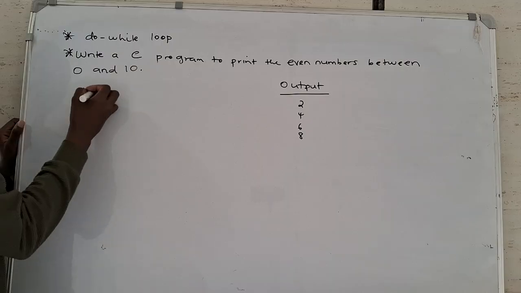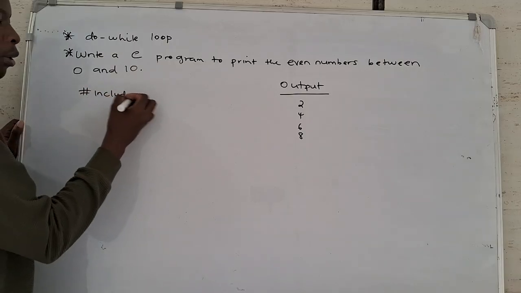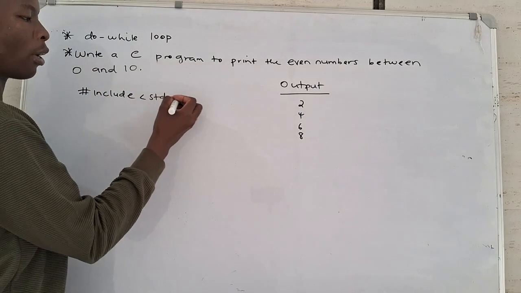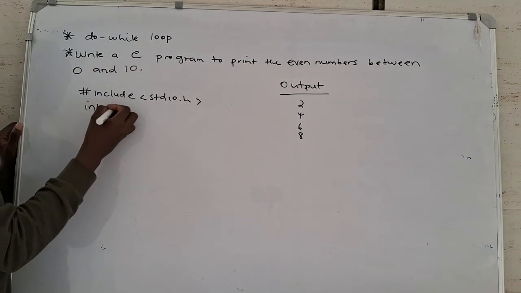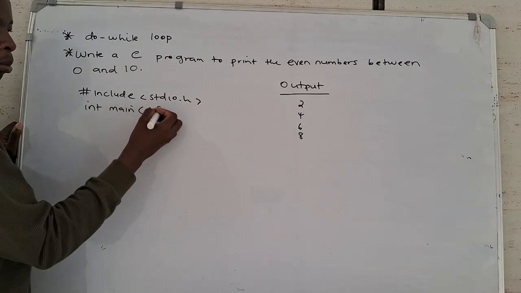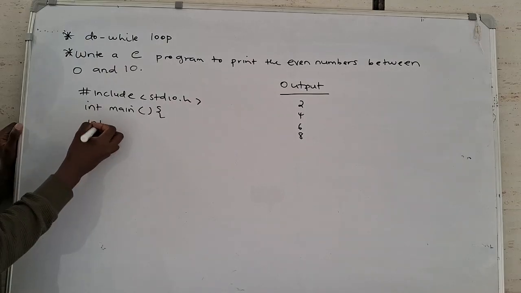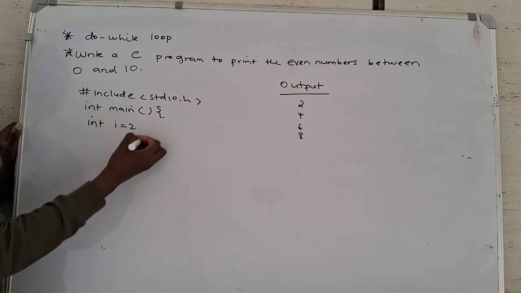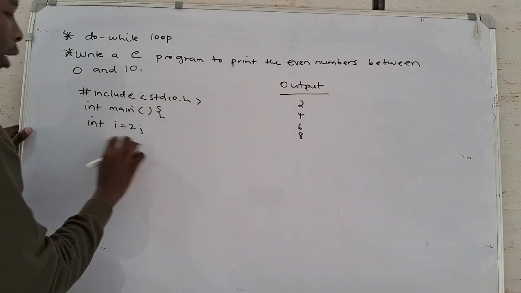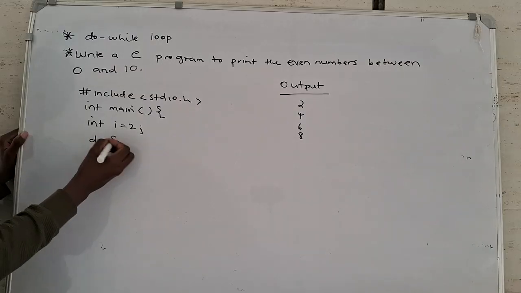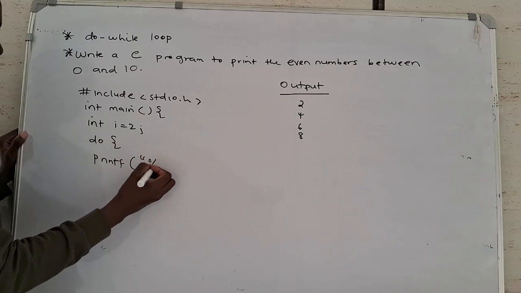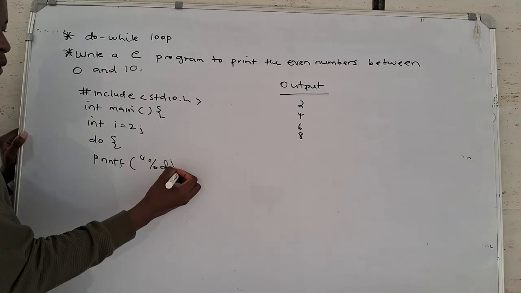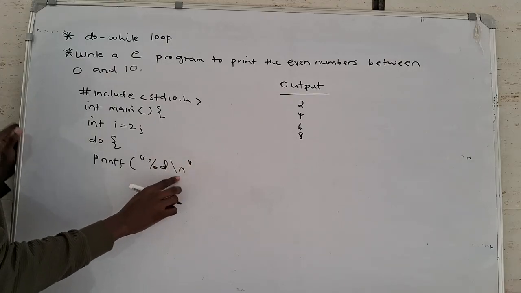So I'm going to write #include <stdio.h>, int main, int I is equal to 2. Do, printf, %d \n. This is the escape sequence.